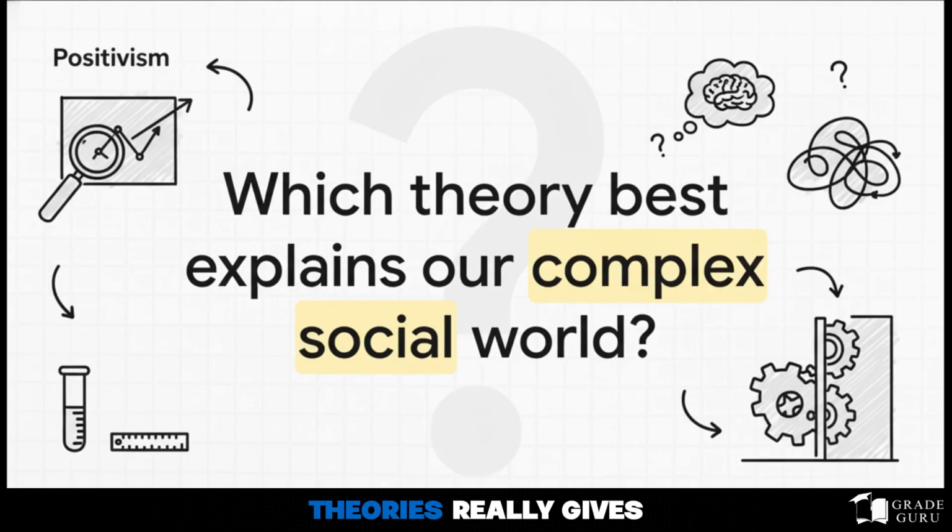Which of these theories really gives us the most complete explanation? I mean, is any single one of them the right one? Or maybe the real truth lies in figuring out how to combine their strengths to understand our incredibly complex social world. Something to think about. Good luck on your exam.